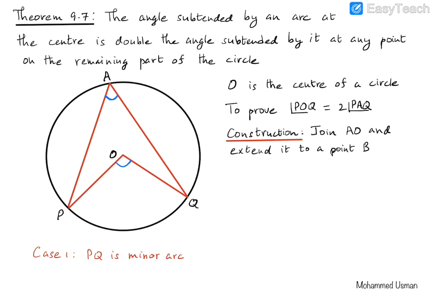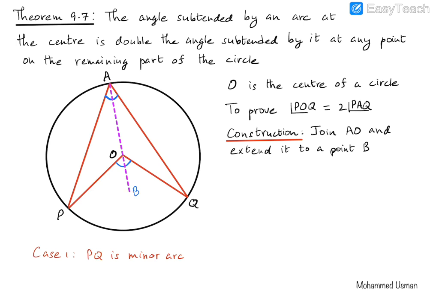Now to prove this, let us consider this diagram where we have a circle with an angle subtended at the center, which is angle POQ. And we need to prove that this angle POQ is 2 times the angle PAQ. So to prove this, we are going to join AO and extend it to some point B inside the circle. And after that, we will apply some rules from triangles to prove that the angle subtended at the center is twice the angle subtended at any other point on the circle. So we have joined AO and extended it to some point B inside the circle.